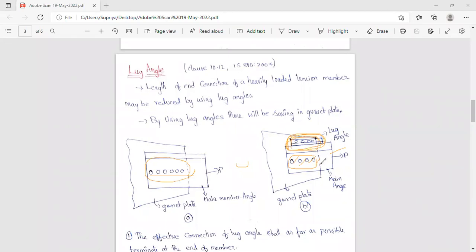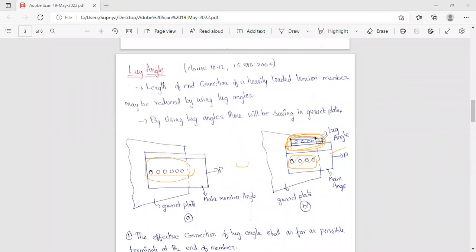Okay, so what happens then? The length will not be increased, but the connection provided will be the same as the previous one. We provide as many bolts as we would have provided, but the gusset plate length will not increase. Then it will be economical, right?